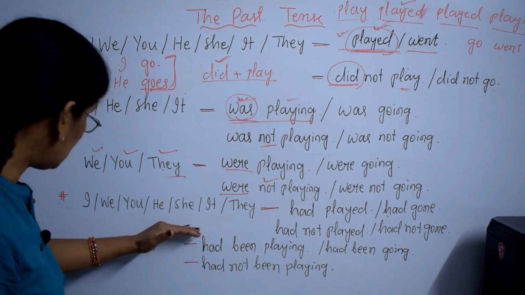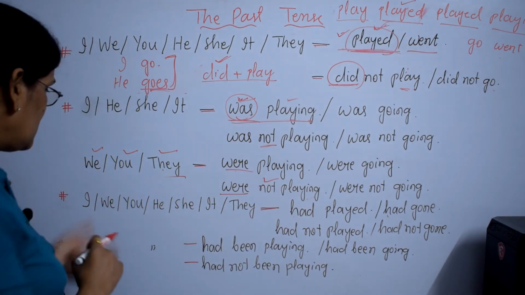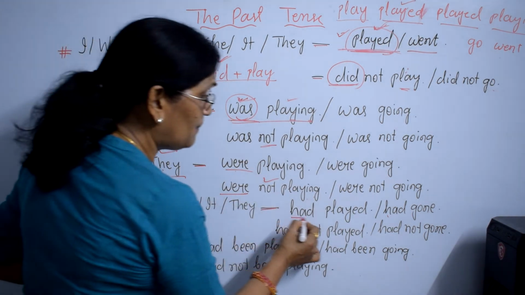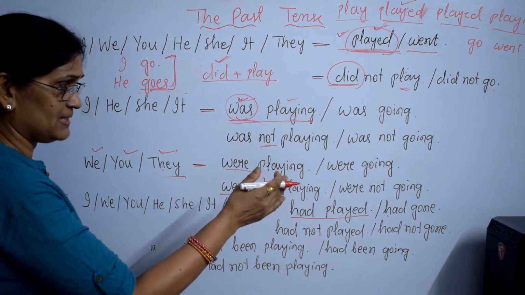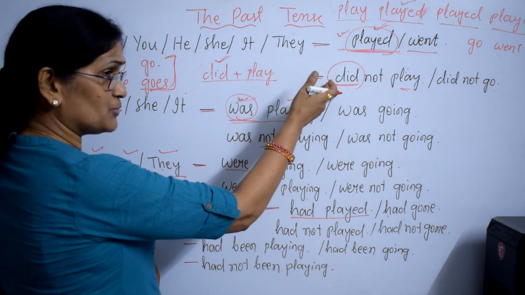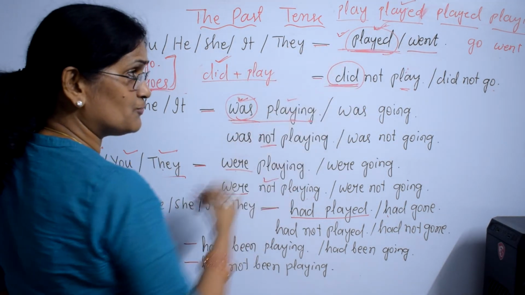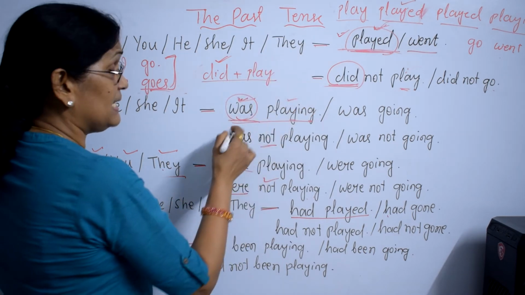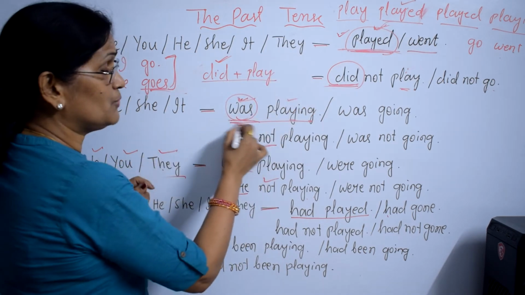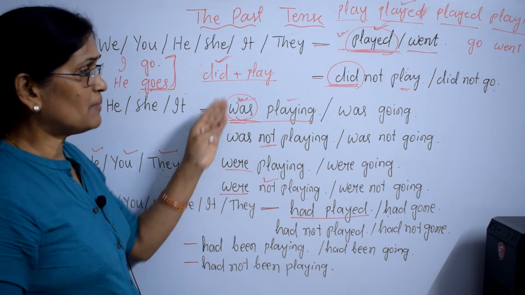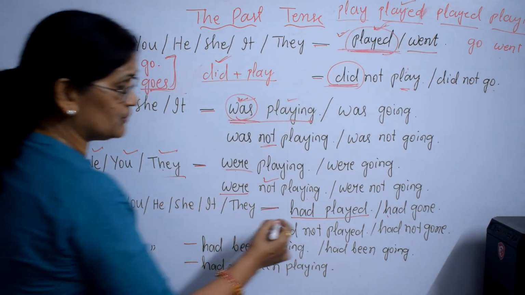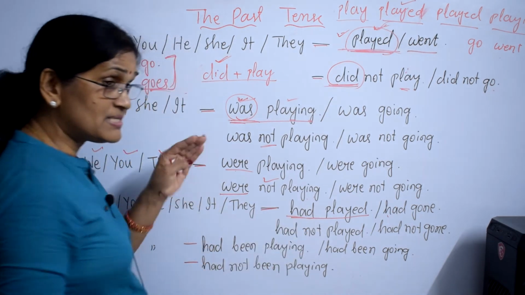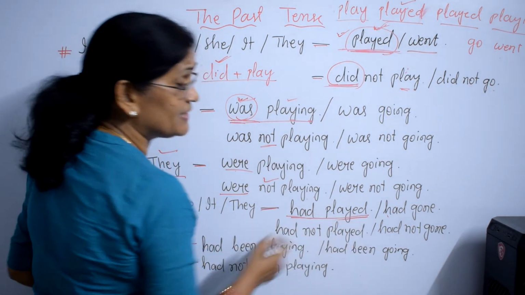Okay. Then the next form, third form, I had played. This verb form, had played. In the first form we use do verb. Did is do verb, past do verb. In the second form we use be verb, past be verb plus ing form of verb. And in the third form we use have verb, past have verb plus V3.